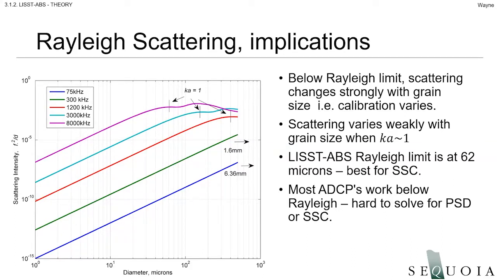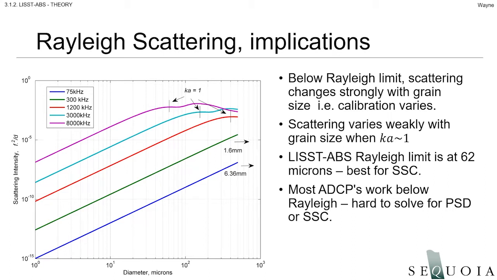The thin vertical lines you can see on the 300, 1200 kilohertz, 3 megahertz, and 8 megahertz curves show where the wave number Ka is 1 for that particular frequency. So this is around where the curve starts to flatten and become wavy, so you're out of the Rayleigh regime. For the 75 and 300 kilohertz sensors, the scattering varies with grain size up to a grain size of around 6 and 1.6 millimeters, so off the plot. For the 1200 kilohertz sensor, the scattering varies with grain size up to around 400 microns.